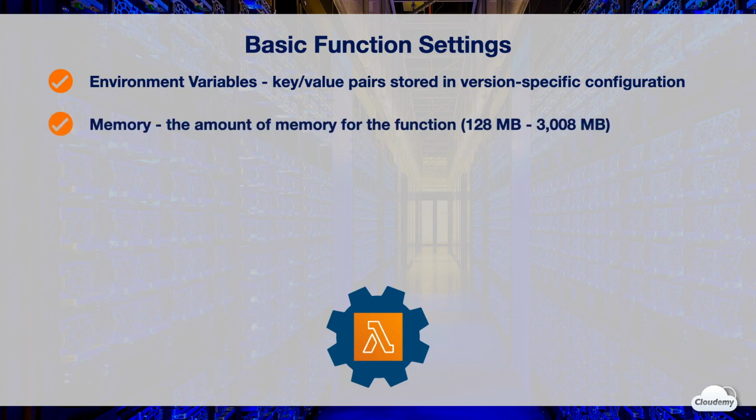Lambda lets you run code without provisioning compute instances. You only need to specify the amount of memory allocated to the function. You can choose an amount between 128 MB and 3008 MB for each function. Lambda allocates CPU power in proportion to the amount of memory that you've specified.